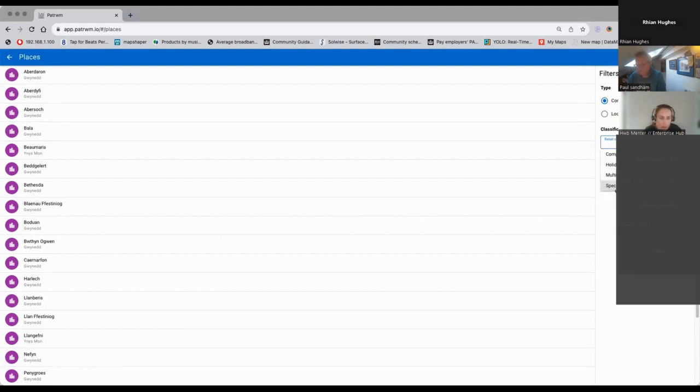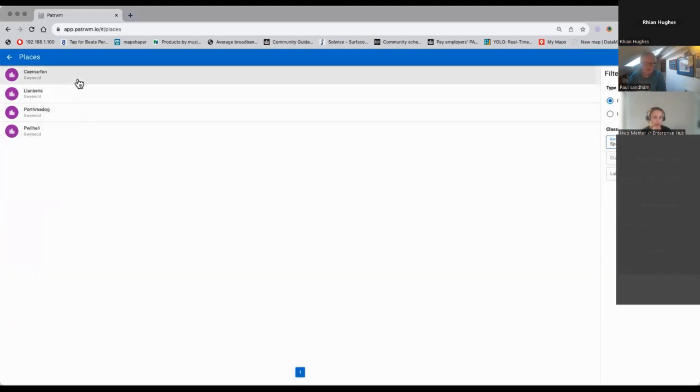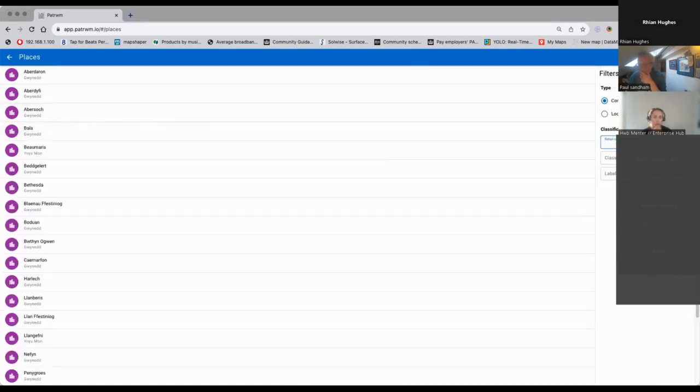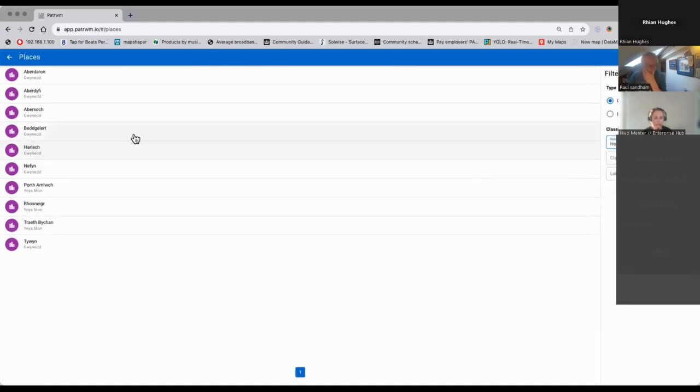So if we click on speciality, we'll see that there are 4 towns at the moment on the system that would fulfill that: Cynarfon, Llanberis, Porthmadog, Pwllheli. We could get rid of that and select holiday, and we'll see straight away now we've got Aberdare and Aberdyfi. So we're able to select like.